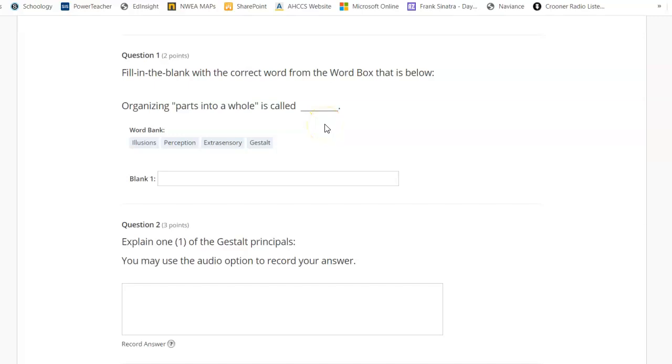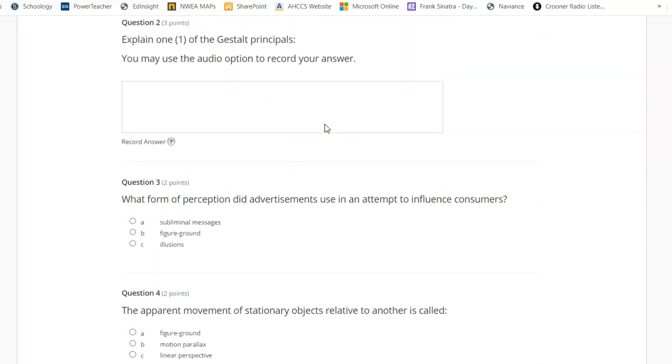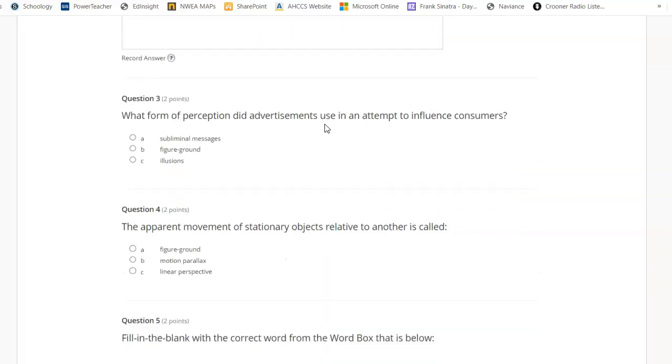Fill in the blank with the correct word from the word boxes below. Organizing parts into a whole is called blank. Illusions, perception, extrasensory, gestalt. Explain one of the gestalt principles. You may use the audio option to record your answer.